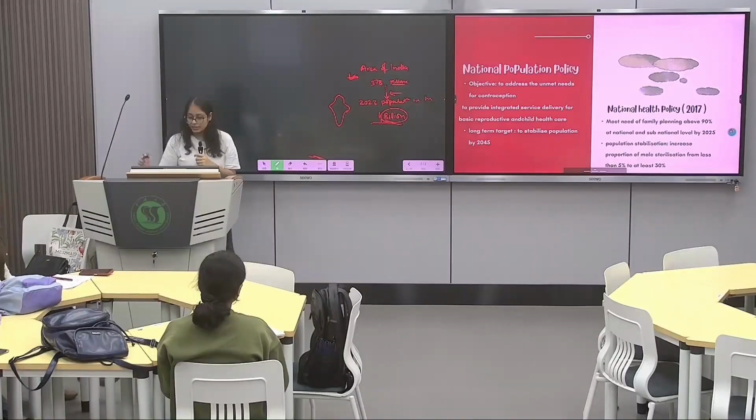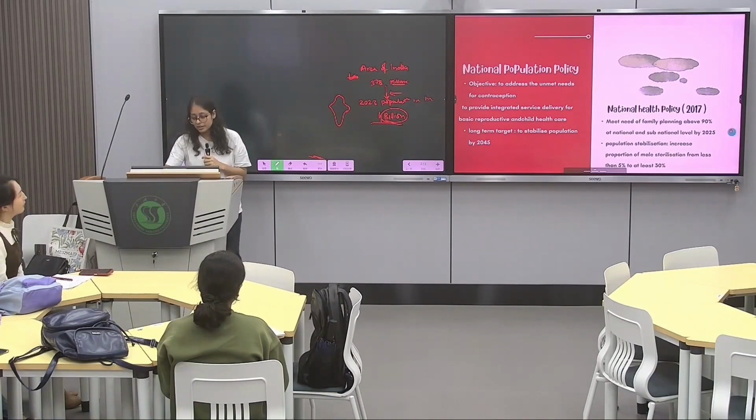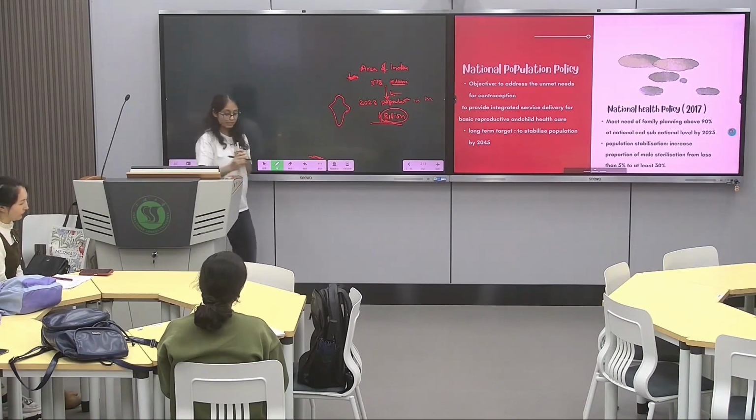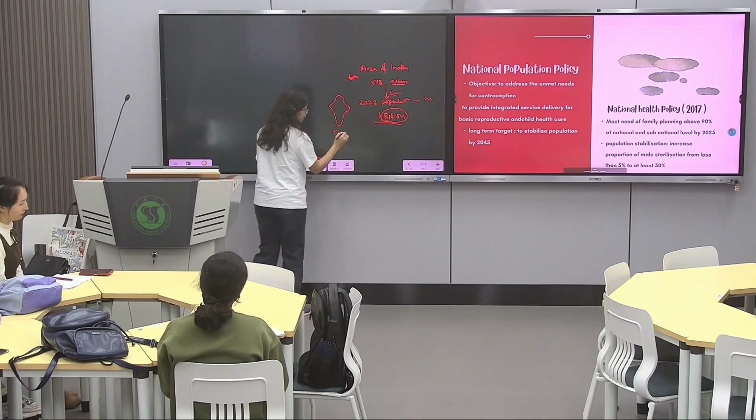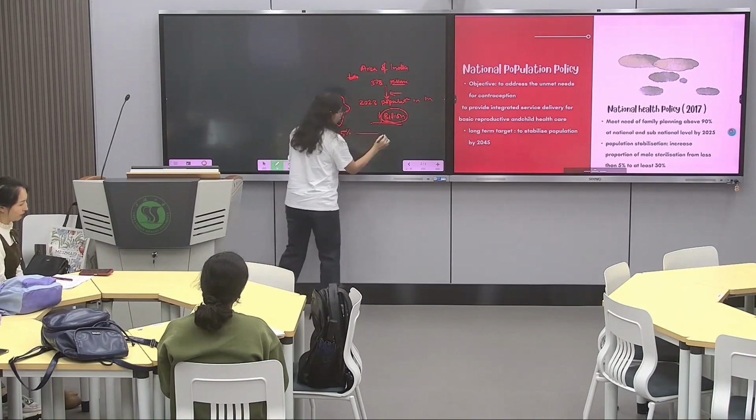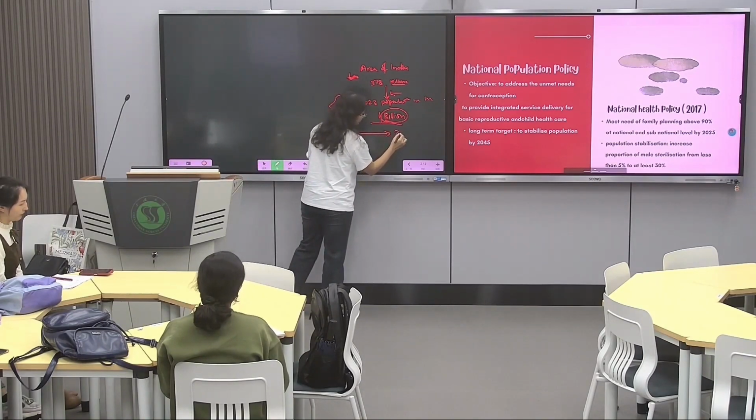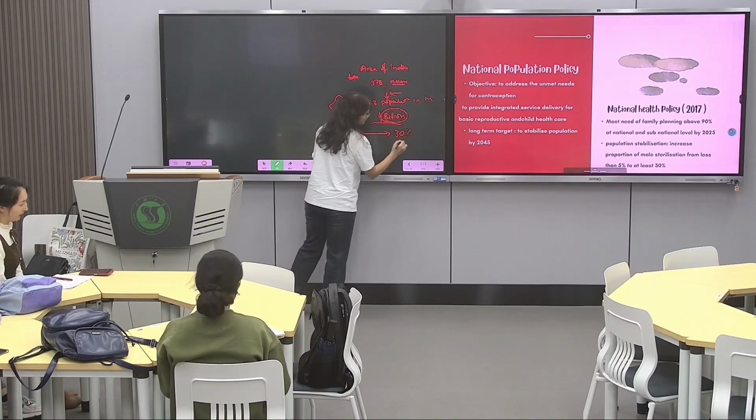So in the National Health Policy, they said that if we want to stabilize the population, we need to do male sterilization, that is vasectomy. Right now vasectomy is at a rate of less than 5%, and they want to increase it to at least 30%.